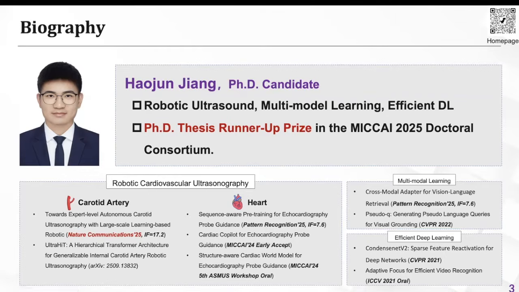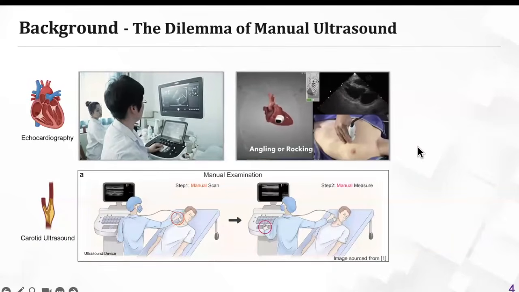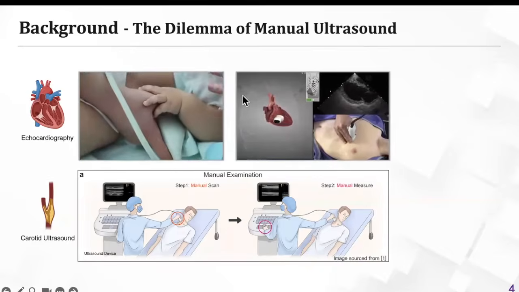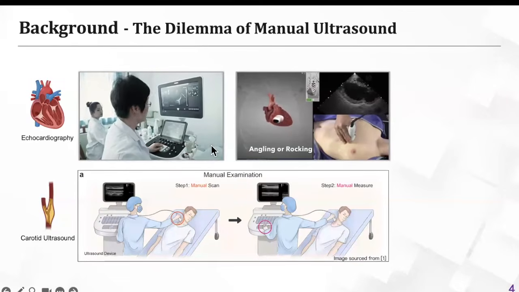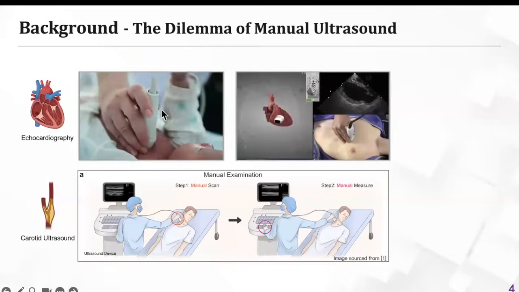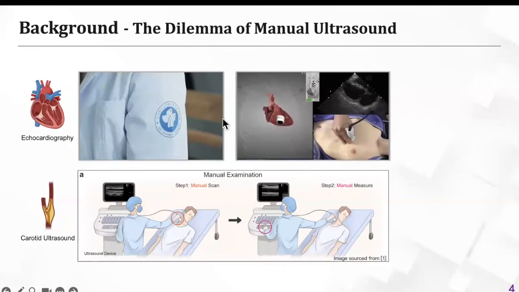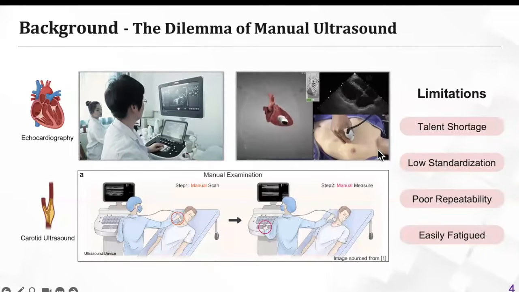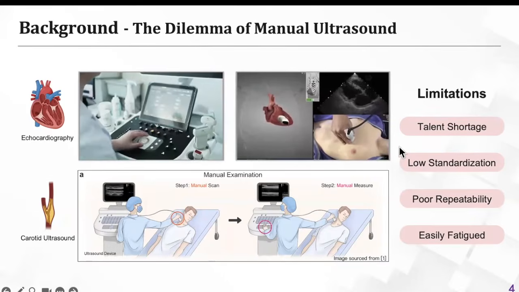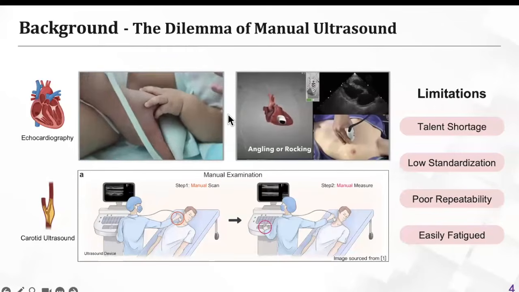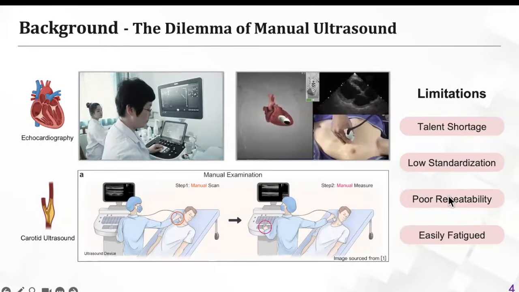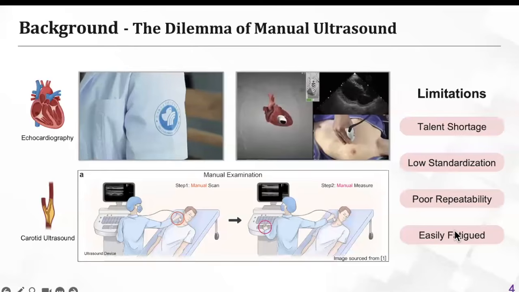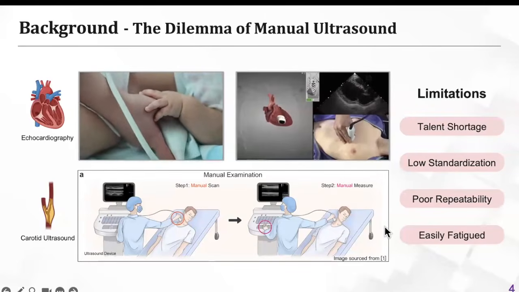Let's dive into the robotic ultrasound. First, why do we need AI for cardiovascular ultrasound? Let's start with the limitations of manual examination. Ultrasound examination is highly reliant on manual operation, particularly cardiac ultrasound, which demands extensive expertise. This results in a shortage of qualified sonographers. Furthermore, variability between different operators leads to low standardization and poor repeatability. And prolonged operation also causes fatigue, ultimately compromising the examination quality.